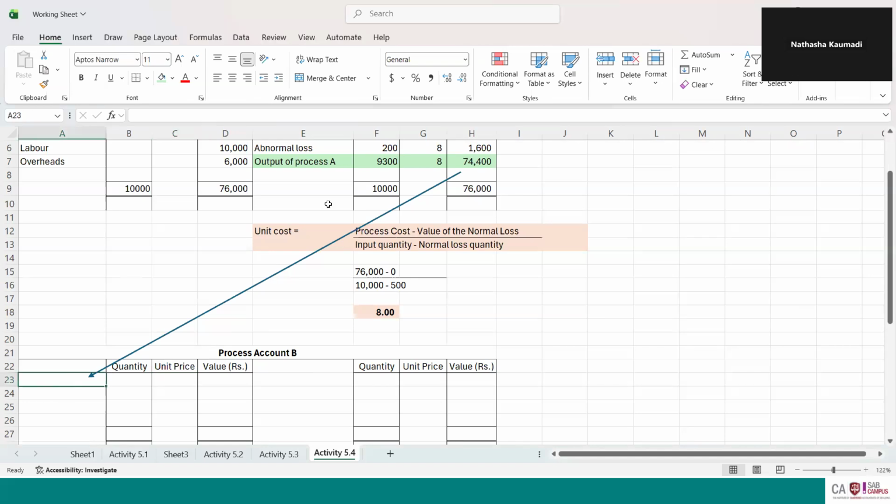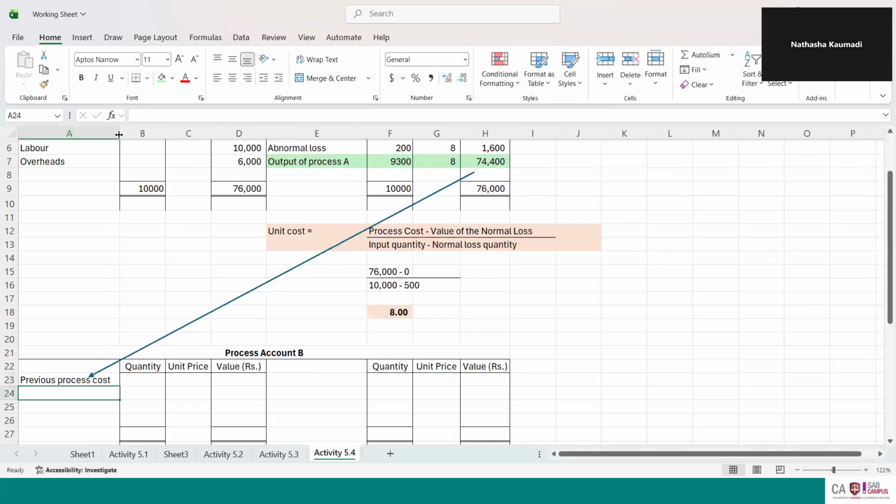So I'm writing, what is that? Output of process A becomes the input of the next process, no? I'm writing what? A special term is previous process cost. Remember, the special term you are using is previous process cost. What is the value? What is the cost of the previous process? How many units are there as the previous process transferred value? Units, quantity, 9,300. I'm taking the value from here, 9,300. What is the value? 74,400.